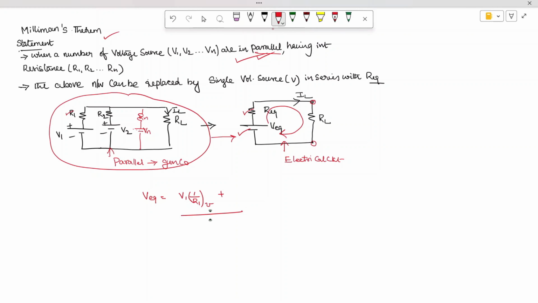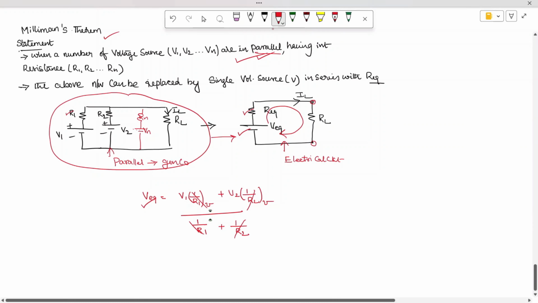1 by R1. In the denominator also you will have 1 by R1, so automatically it gets cancelled and the resultant is the voltage if you have only a single voltage source. If you have more than one voltage source, then we write V2 into 1 by R2. The unit of R2 is ohms, 1 by ohms is mho, and similarly you add the second term with R2. These also get cancelled out. So this is valid for multiple generators.